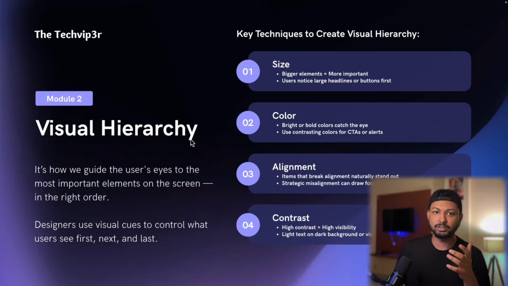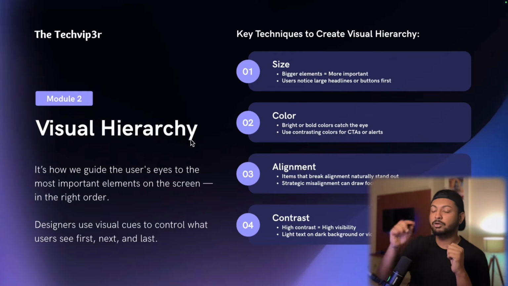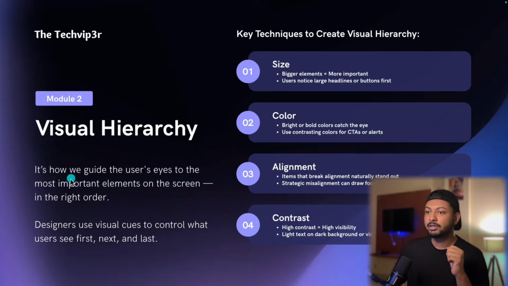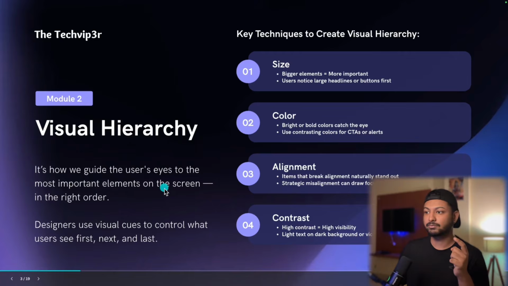Our next topic is visual hierarchy. What is visual hierarchy? Guiding our eyes. It is how we guide the user's eyes to the most important elements on the screen in the right order. Designers use visual cues to control what the user sees first, next and last.